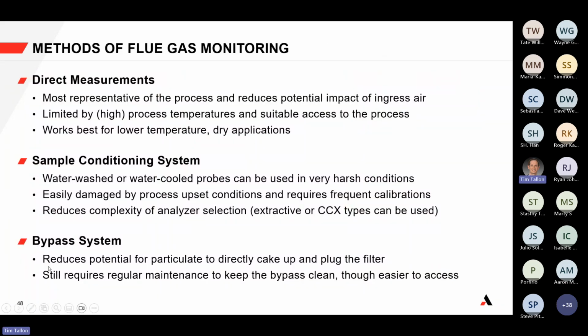So just to bring it all together, when we look at the bypass system, it really provides a reduced potential for plugging, for particulate to build up on the filter. Now the filter will eventually plug up. It does have a convective force that will accumulate the particulate over time, but it certainly reduces the potential for plugging. And it also still requires regular maintenance to keep clean. But because you've designed it the way that works best for your process, that knockout drum can be easier to access, with the right access points and the right blow-off points for your technician team and their support.